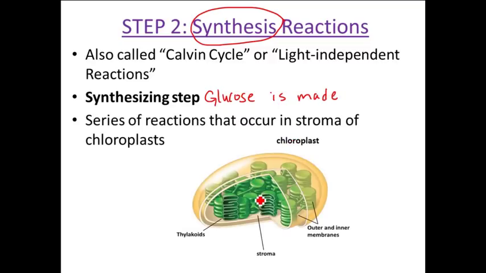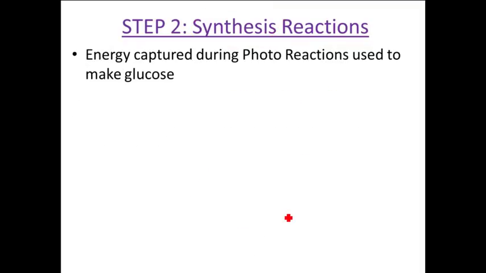So these reactions occur in the stroma, in this thick fluid that's surrounding the thylakoids. Okay, so it doesn't really look like much in this slide, right? But it's surrounding this area of the thylakoids. Okay. And the energy that was captured during the photoreactions is going to be used to make glucose. Making glucose is an endergonic reaction. That means it requires energy input.